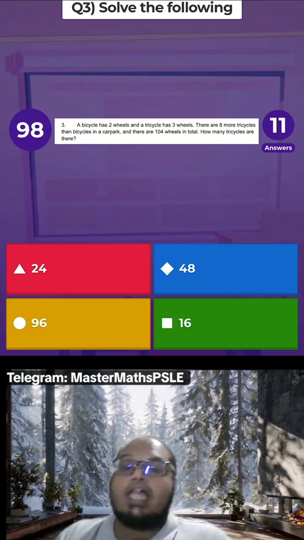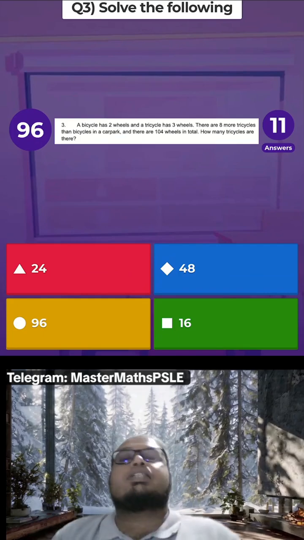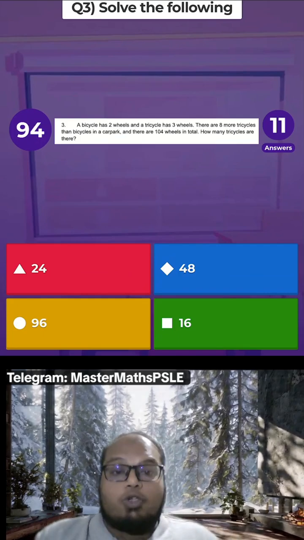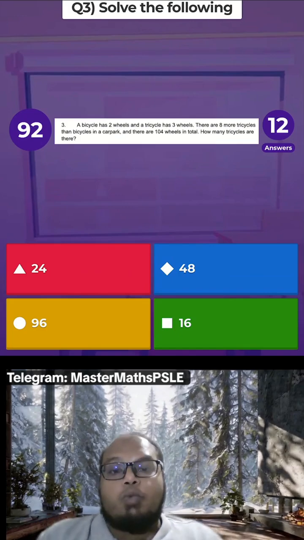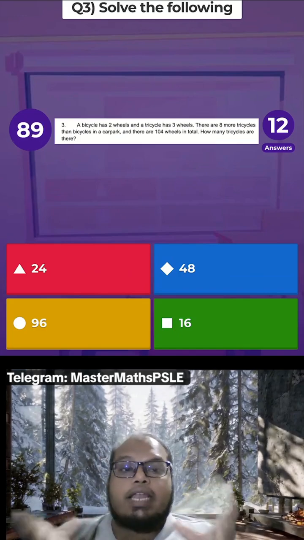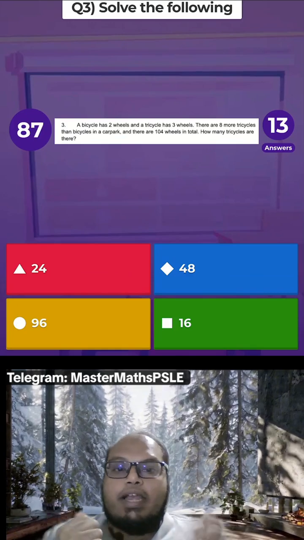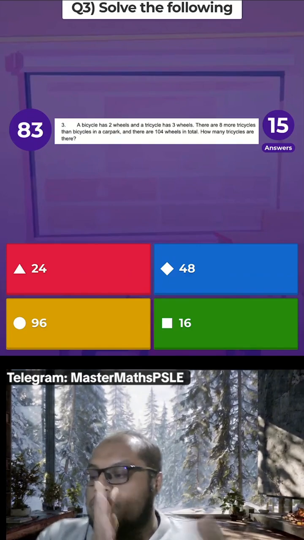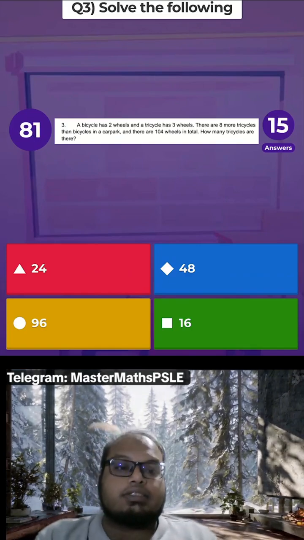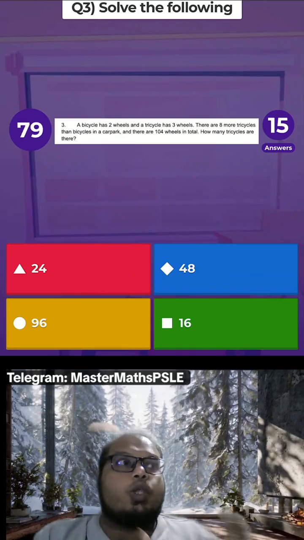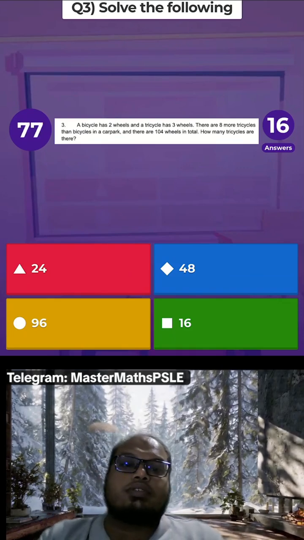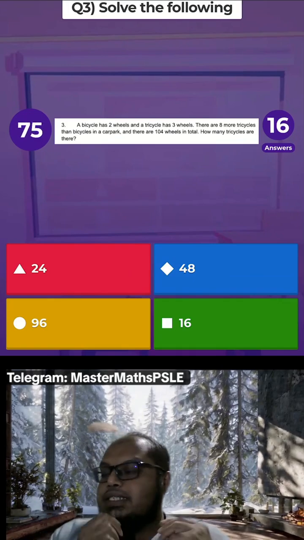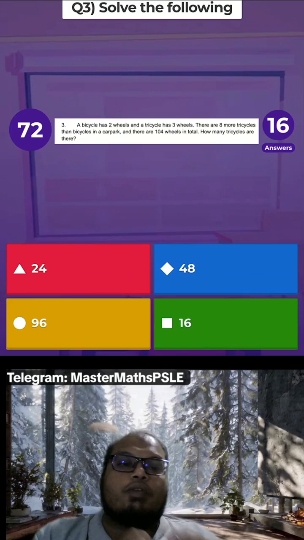If you are stuck in this question, the hint here is how do you make them equal? Because when you make them equal, you can easily form your set. But now they are not equal. There are 8 more tricycles than bicycles. So what do you do to make them equal? That's the hint that will help you solve this question easily.